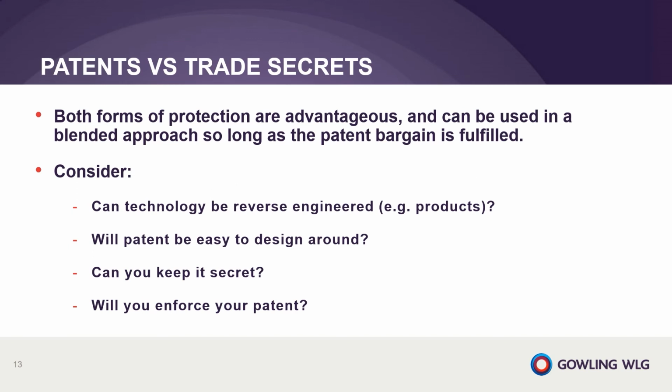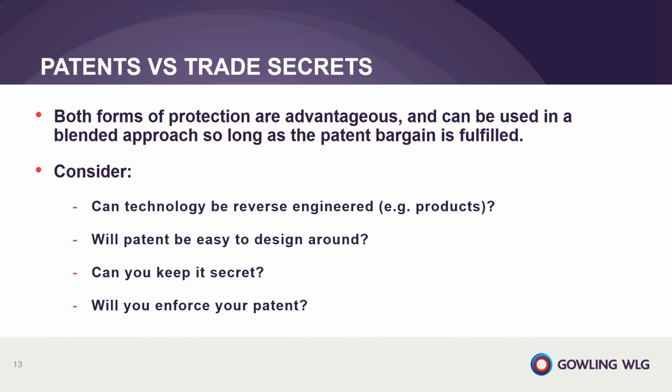Here are just some of the useful considerations when trying to decide between patents or trade secrets. First, if a product is sold without patent protection, could it be reverse engineered? Second, will it even be possible to obtain a patent that will sufficiently protect the technology from competitors who are attempting to design around the claims of your patent? Thirdly, can you keep the technology secret?